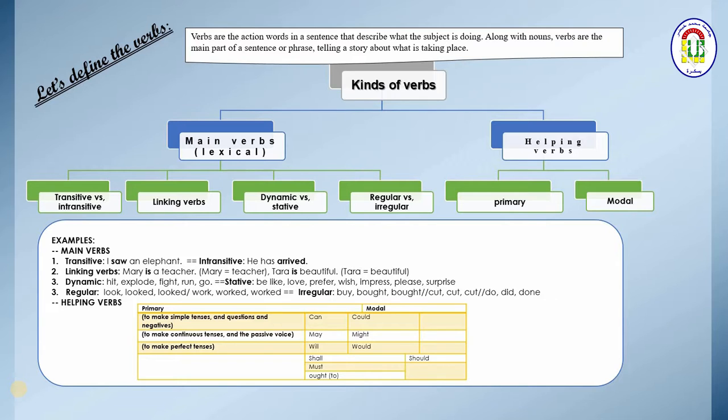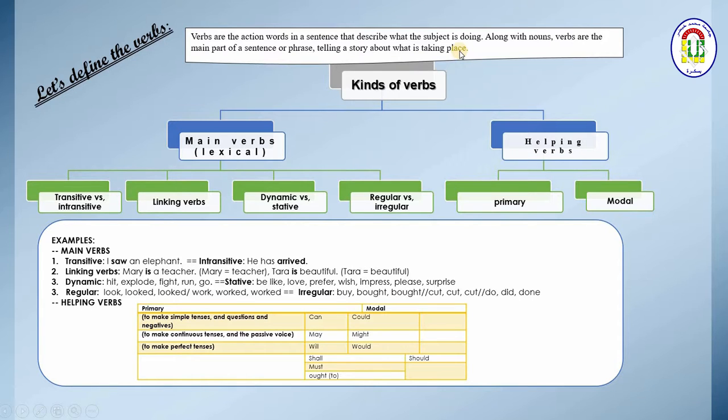The verbs are the action words in a sentence that describe what the subject is doing. Along with nouns, verbs are the main part of a sentence or a phrase, telling a story about what is taking place.